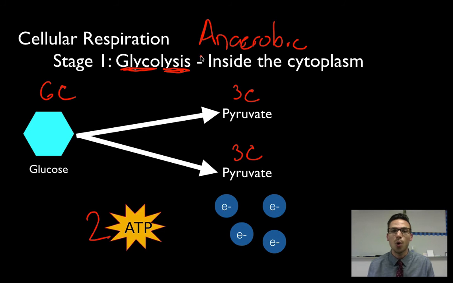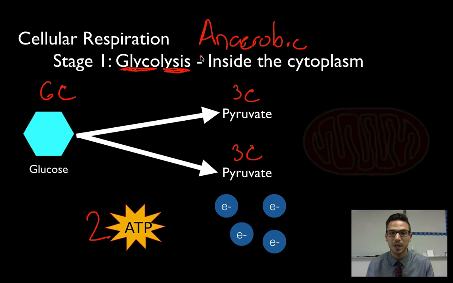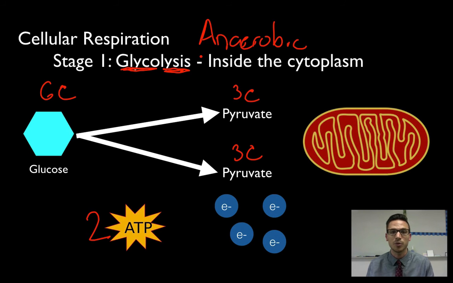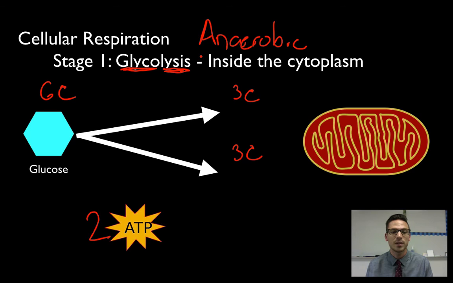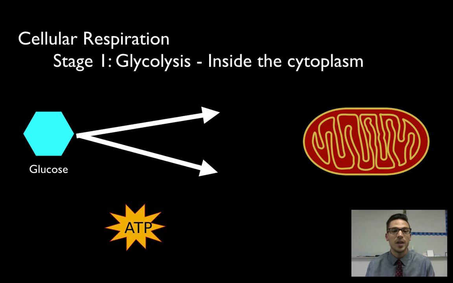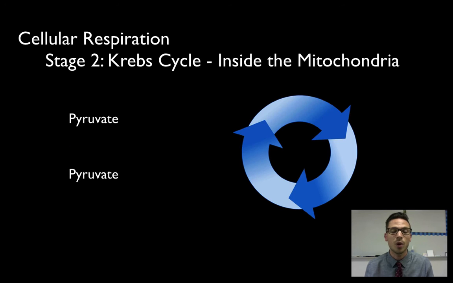Now that we have our pyruvates, we've created some ATP, we've got our high energy electrons, we're able to continue to stage 2 only if oxygen is present. So in the presence of oxygen, if you take in oxygen, we're able to move to step 2, which is going to take place now inside that mitochondria. So in the mitochondria, we're going to take our pyruvates, we're going to move them inside to the matrix, as well as those high energy electrons, and those 2 ATP can go be used somewhere for some sort of energy. So now we're going to move on to stage 2, which we call the Krebs cycle.